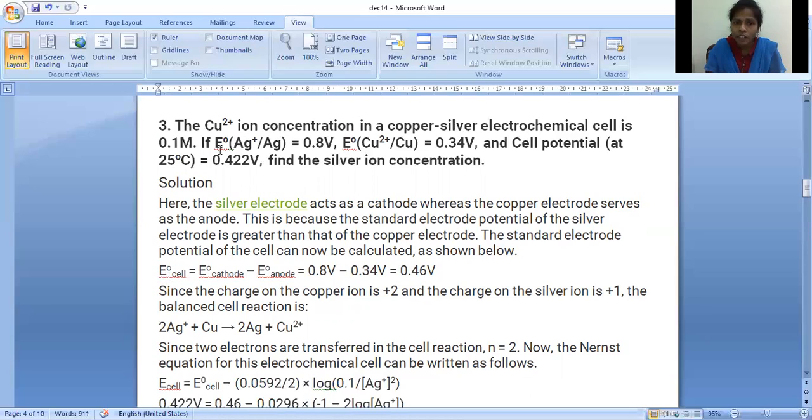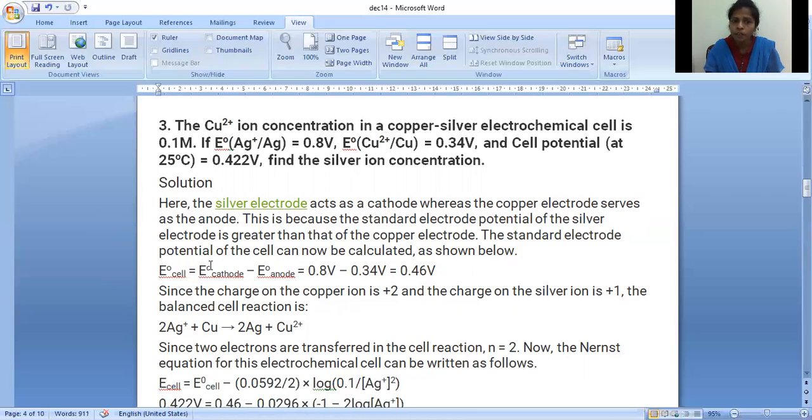But they have given E naught values of both. Now we know which is cathode and which is anode. E naught of silver is the cathode, copper is the anode. So the cathode value is 0.8 minus the anode value 0.34. After subtracting, we will get 0.46 volts. So what is this? This is E naught cell.